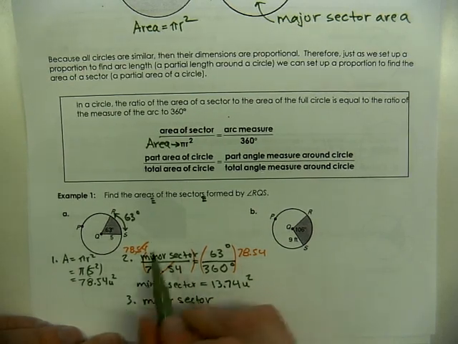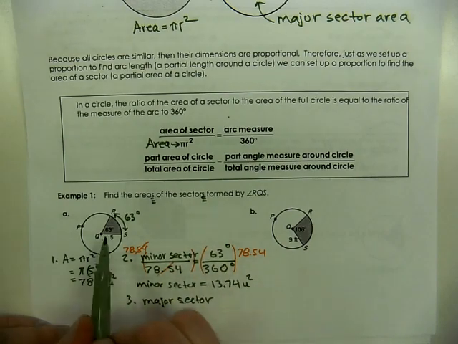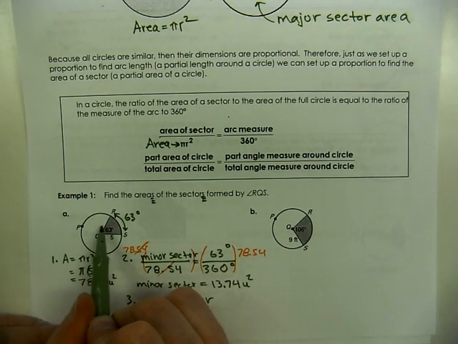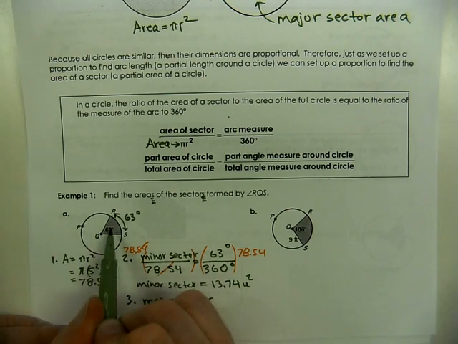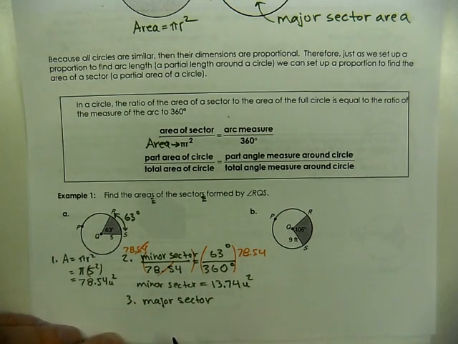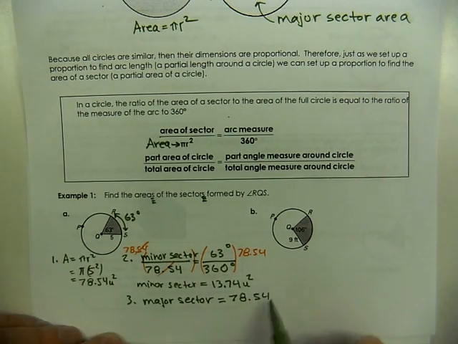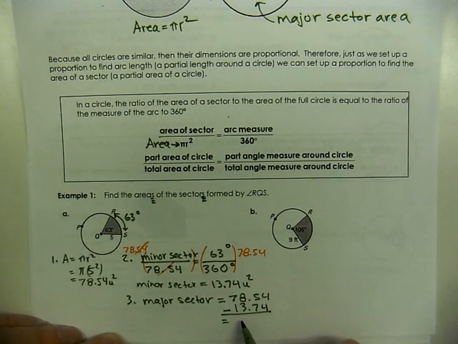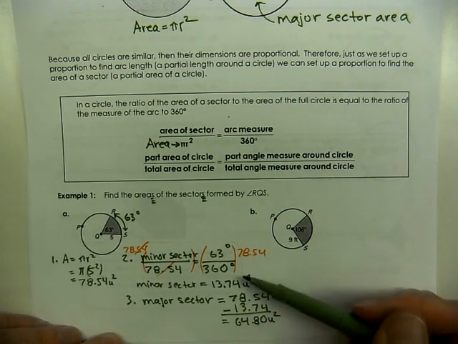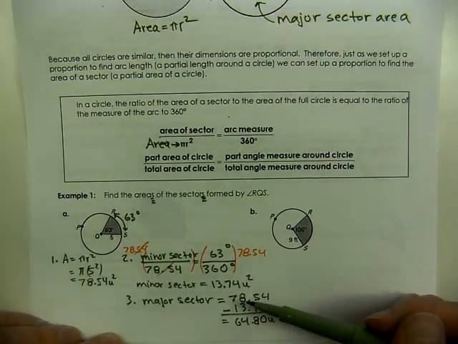And to do that, we could set up another proportion. We would have to use this other angle by going 360 minus 63 degrees. But that takes a little bit longer. It's actually faster if we take the total area and subtract the minor sector's area, and that difference will give us everything else, which will be the major sector. So 64.80 square units.